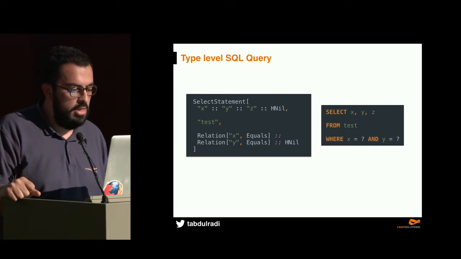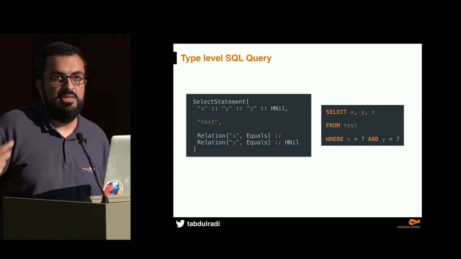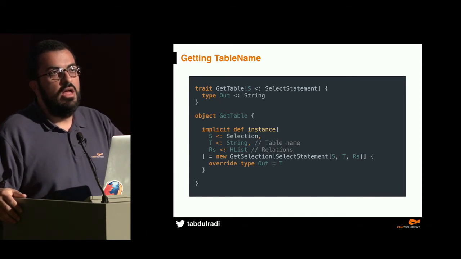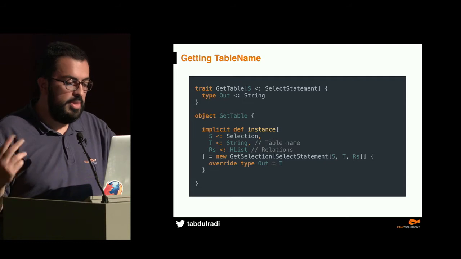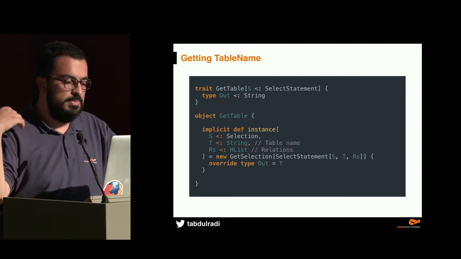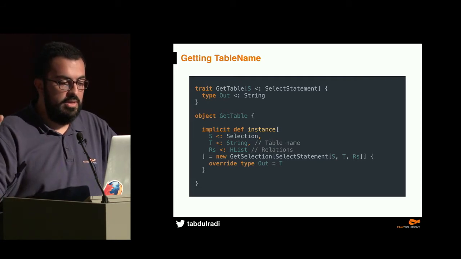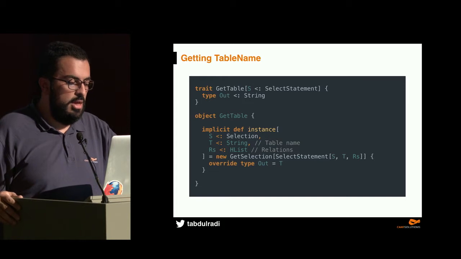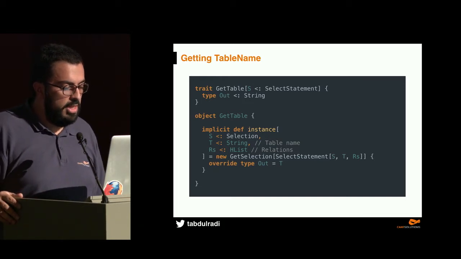So to actually do that, the operation has to be a type class as well. I had to define multiple type classes, for example, get table. Basically, the input should be the select statement, and the output should be the table name. And the implementation is just an implicit instance of this type class.